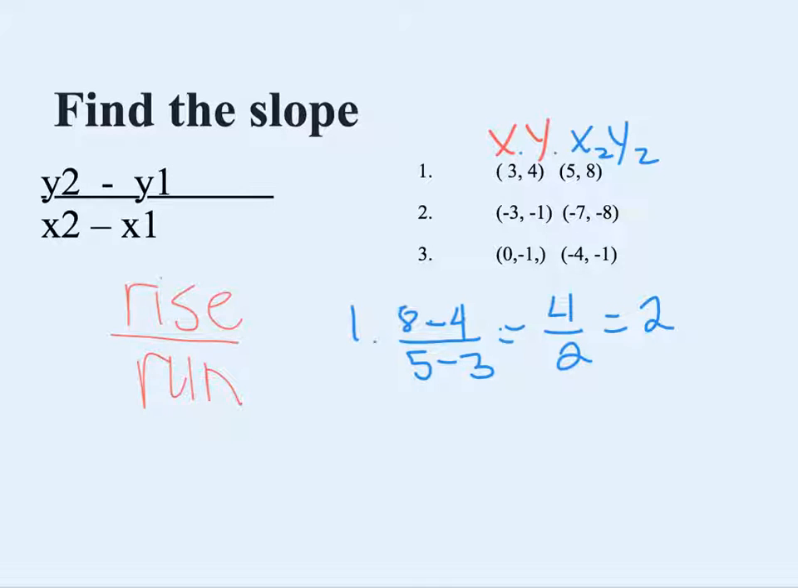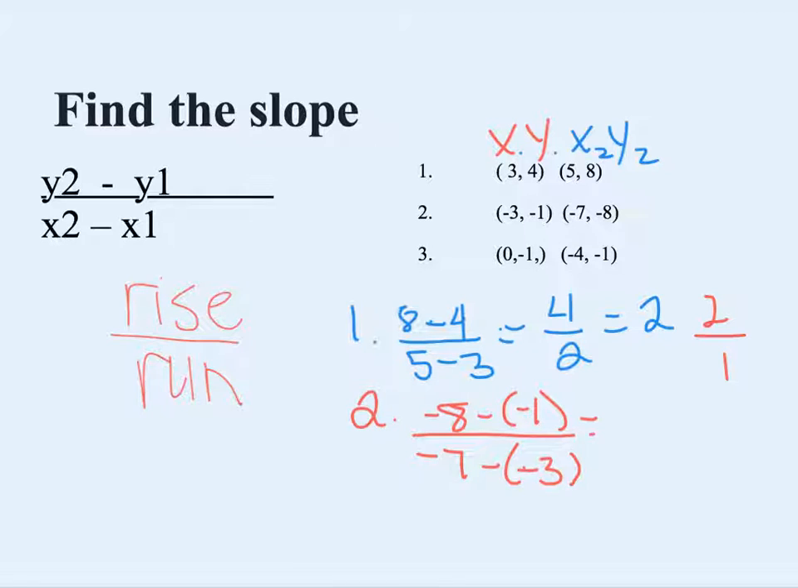Which simplifies to 4 over 2, which reduces to 2. So the slope is 2, and some would say 2 over 1, which means you go up 2, you rise, and you go over 1. All right, let's take a look at number 2. You try number 2, and let's see what you get.